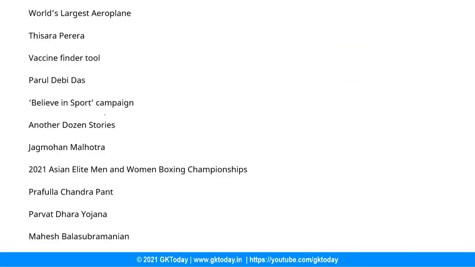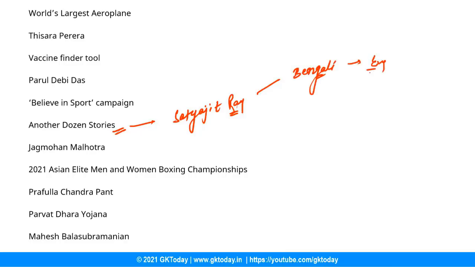Next is Another Dozen Stories. So this is a book by filmmaker Satyajit Ray. Now this book was in news because it is being translated from Bengali to English. And this is translated by Indrani Mazumdar.